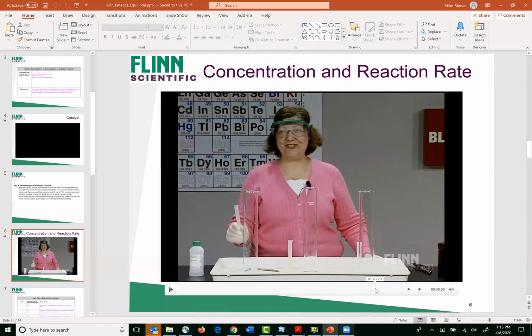So we'll give people who have been thinking about this another 15 seconds. And this is really the heart of the experiment, right? We're meant to design an experiment to determine the effects of concentration on reaction rate. What was the independent variable here?